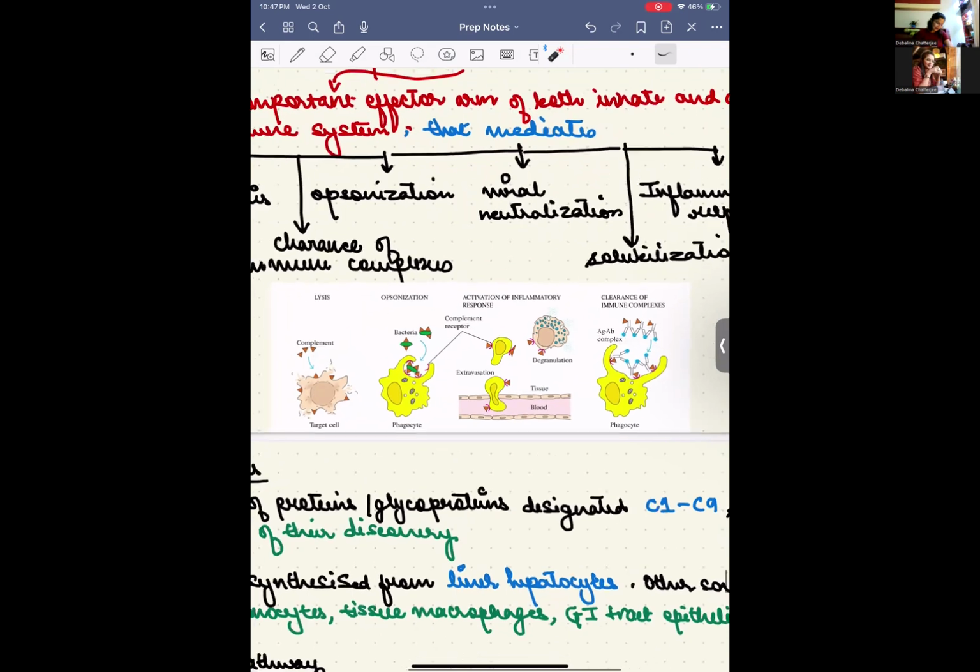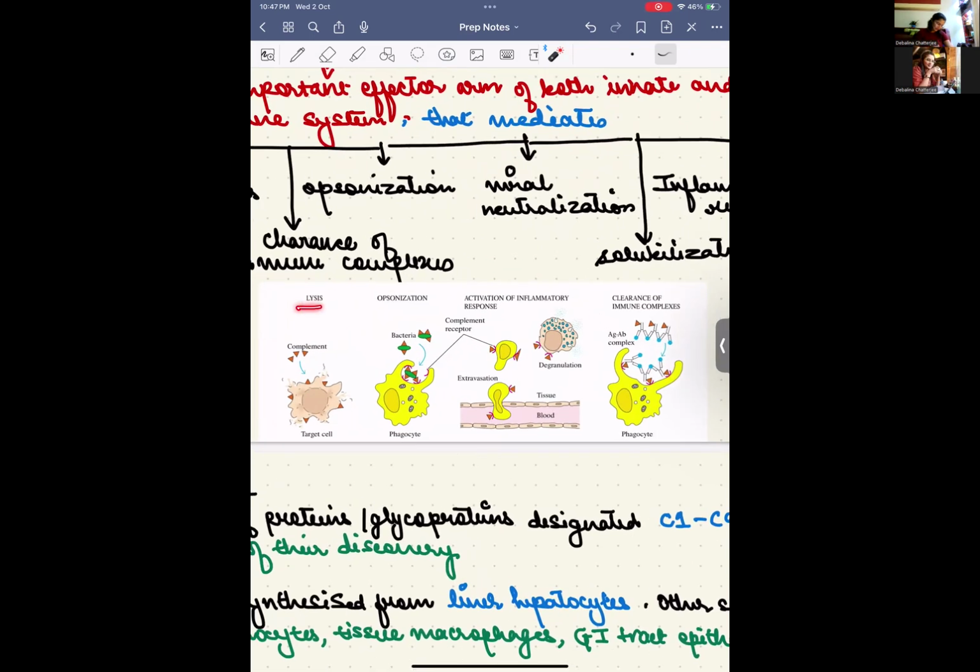So just a schematic representation here. So the lysis of it. This is a target cell, and binding of the complement protein is going to cause a lot of cell bursting, and the components of the cell are coming out. So this brings about cell lysis.